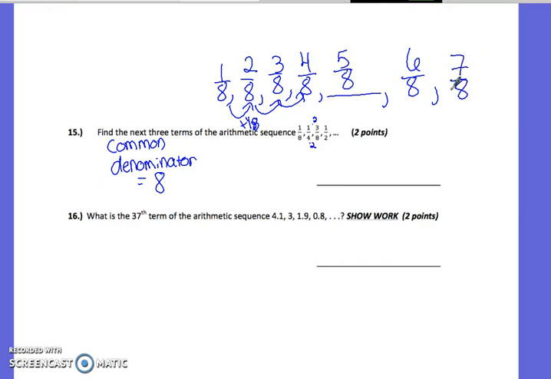But my answer I have to simplify. 5/8 stays. 6/8, they're both divisible by 2, so I get 3/4, and 7/8 stays.